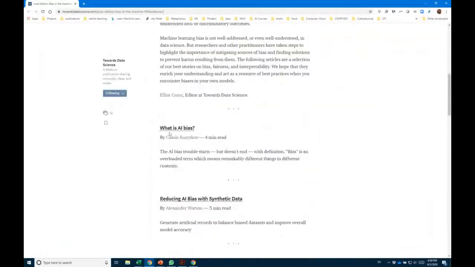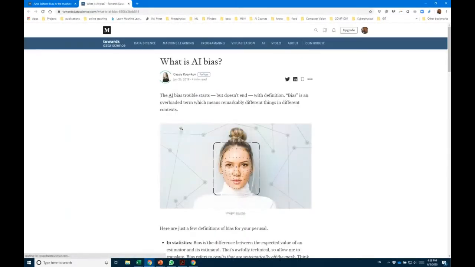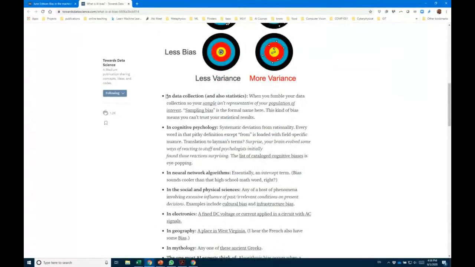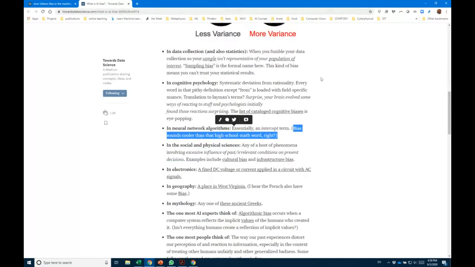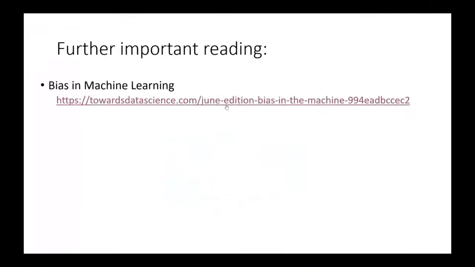There's a bunch of articles. It's not only one, but what is AI bias? You should read that. If you have 10 minutes this week, read that. So there are distinct definitions for the word bias in data collection, cognitive psychology, and neural network algorithms that we've seen today. That's just the intercept term. And they say that bias sounds cooler than that high school math word, right? That may be the only reason, and so on and so forth. Please read at least this one, because we make a big mess with the word bias.